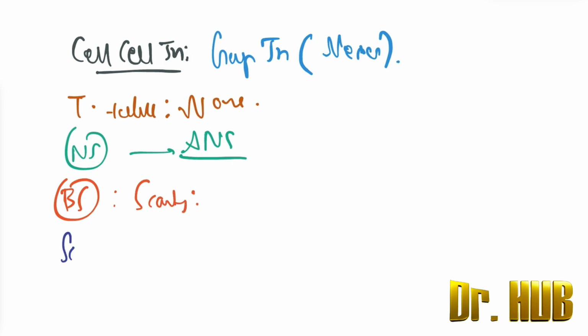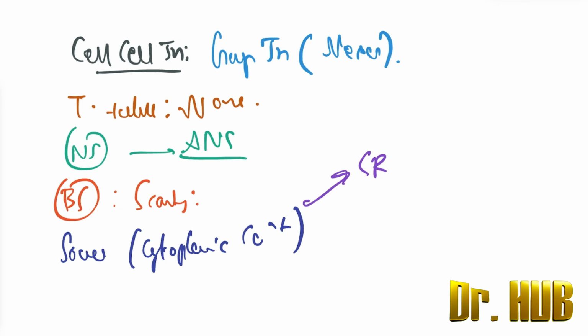And what about the source of the cytoplasmic calcium? Cytoplasmic calcium is going to be the SR. SR is for the sarcoplasmic reticulum, as well as the presence of the ECF.